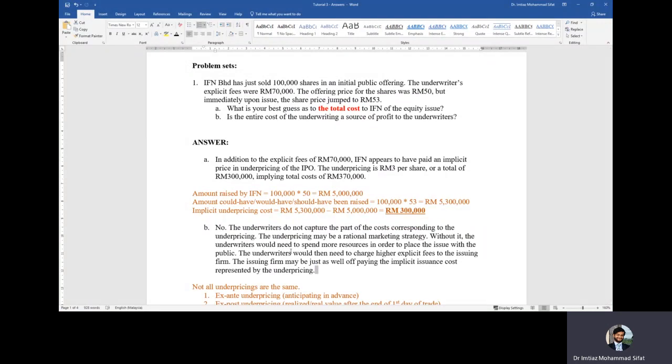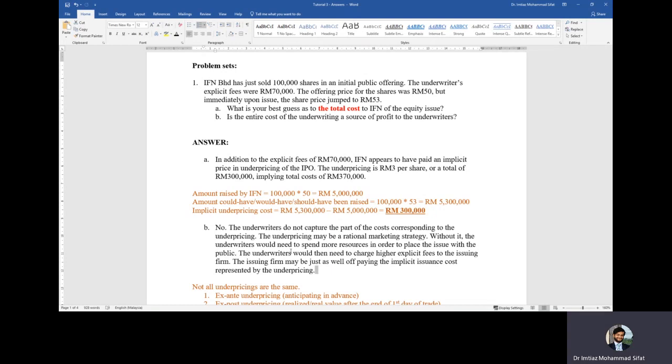For question number 1, we have a company called IFN Berhad, which has just sold 100,000 shares in an IPO. The underwriter's cut out of that amount was 70,000 ringgits, and the offering price for the shares was 50 ringgits per share. So the entire IPO's value would be 100,000 shares times 50 ringgits equals 5 million ringgits. But immediately upon issuing the shares, the price had jumped to 53 ringgits per share.